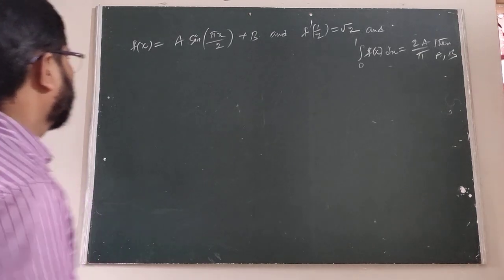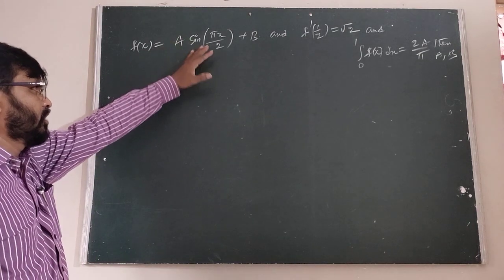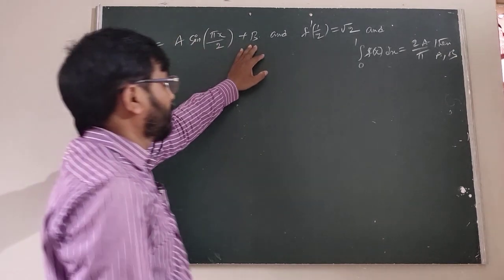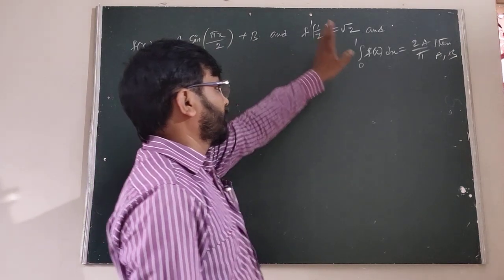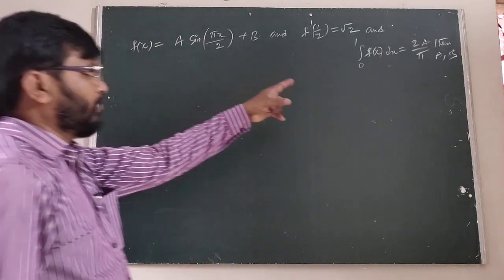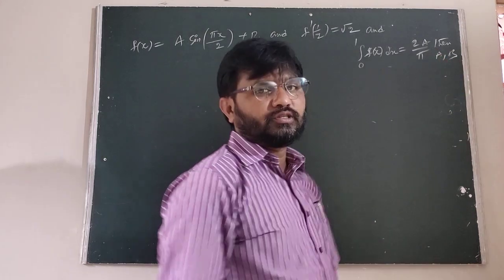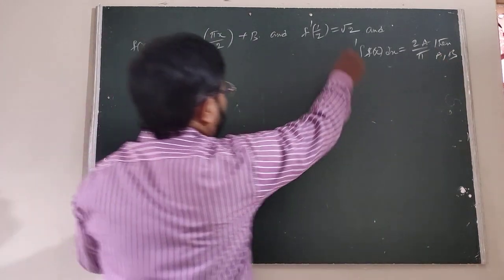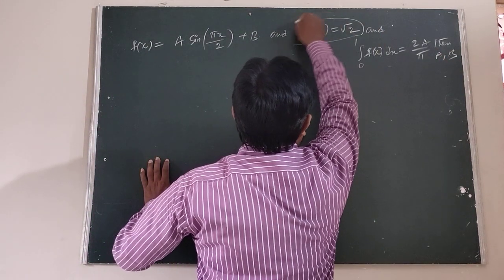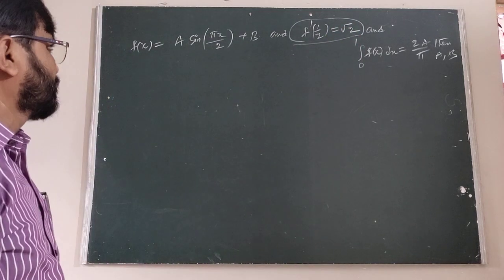Now here, given that f of x equals a into sin of pi x by 2 plus b, and f dash of 1 by 2 equals root 2, and the integral from 0 to 1 of f of x dx is 2a by pi, find the constant values a and b. It is given that f dash of 1 by 2 is root 2.